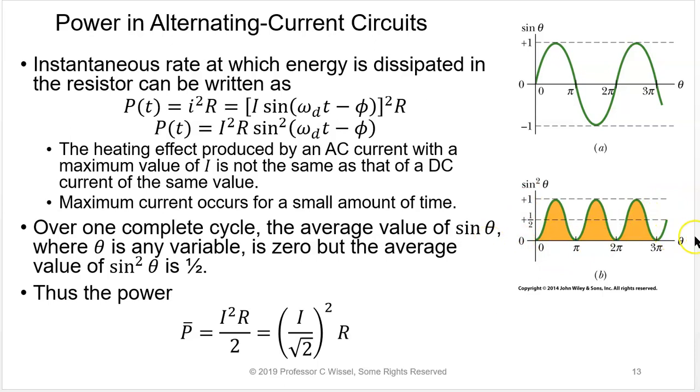This is the sine squared versus theta. This is sine versus theta. Power equals I squared R over 2. Now, we want to make that look like the DC power, which is I squared R. And we can do that by replacing I with I over the square root of 2. If you do that, then power equals I over the square root of 2 squared times R. And then it looks like I squared R, DC.